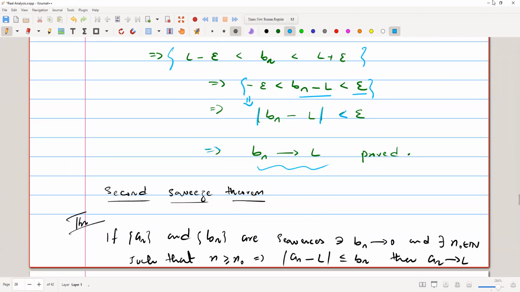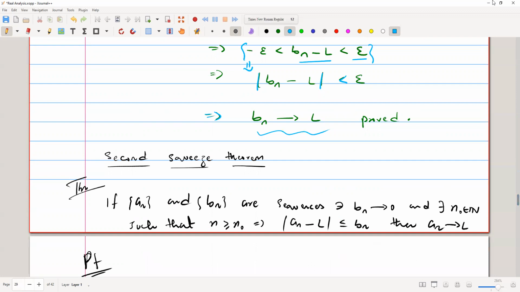So that's the first squeeze principle: if we are given a sequence and we can show that the sequence is bounded between two convergent sequences whose limit is L, then the sequence that we are considering for the convergence also converges to L. So we'll take some examples in a couple of minutes after some theorems, and we'll see how this works.